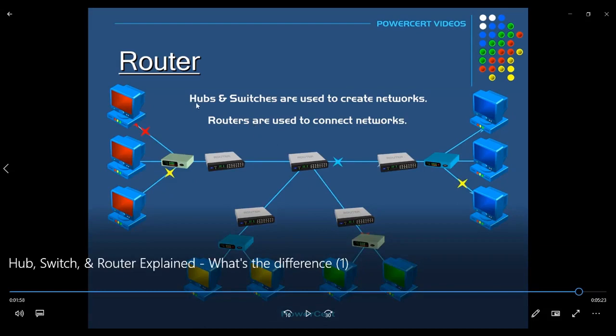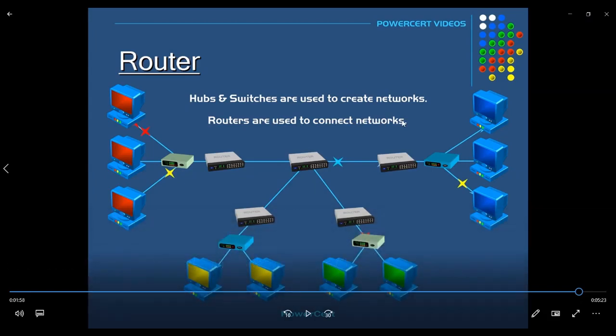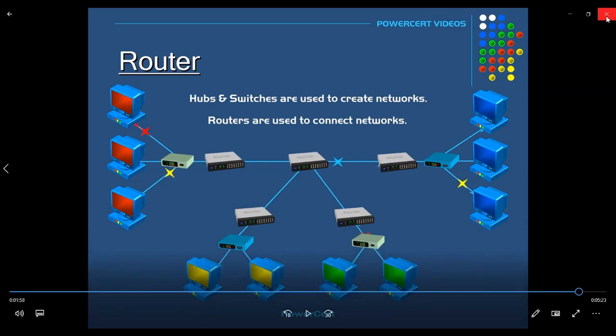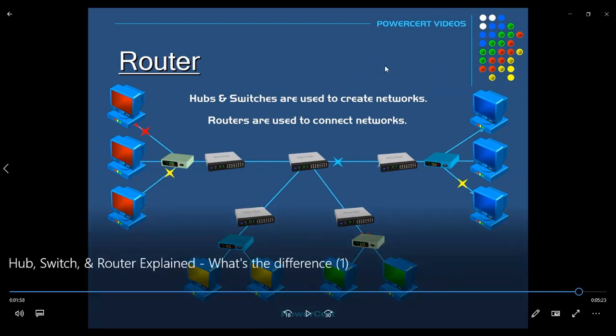And finally, we understood that hubs and switches are used to create networks, and routers contribute to connecting the different networks. That's what I want to highlight by this video, and that is what we have to learn from it.